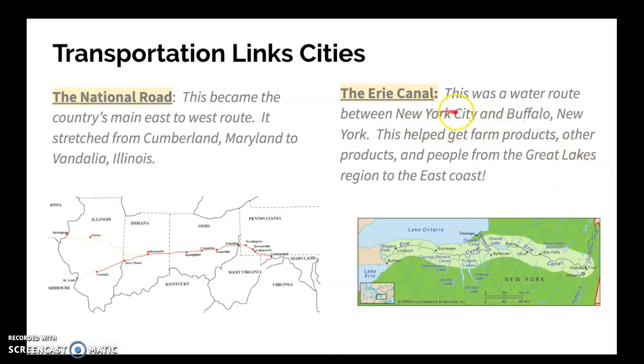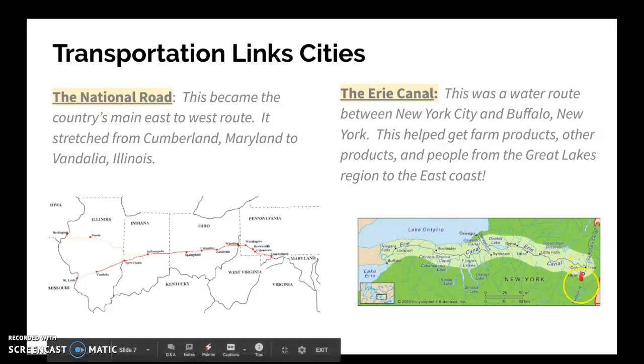And then the Erie Canal. This was a water route between New York City and Buffalo, New York. It helped get farm products and other things from the western part of New York back to the east and into New York City, where they could be shipped to other states or around the world. So, if you remember, a canal is a man-made or human-constructed waterway.